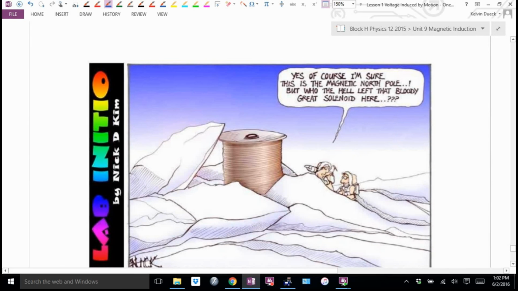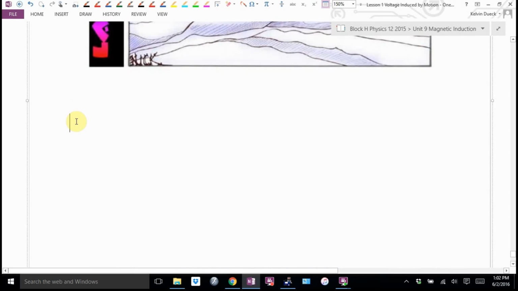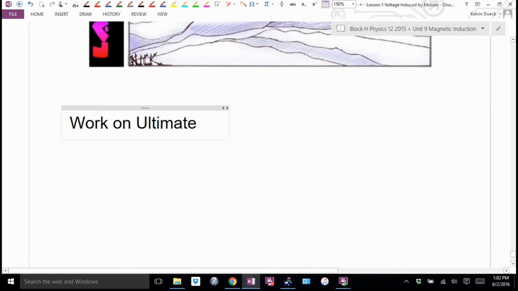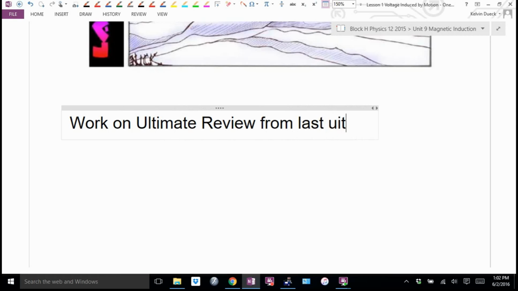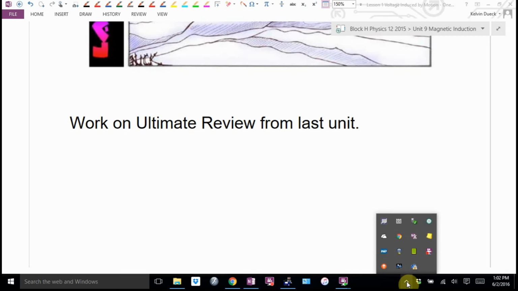A little comic for you. Yeah, so it's not durable.